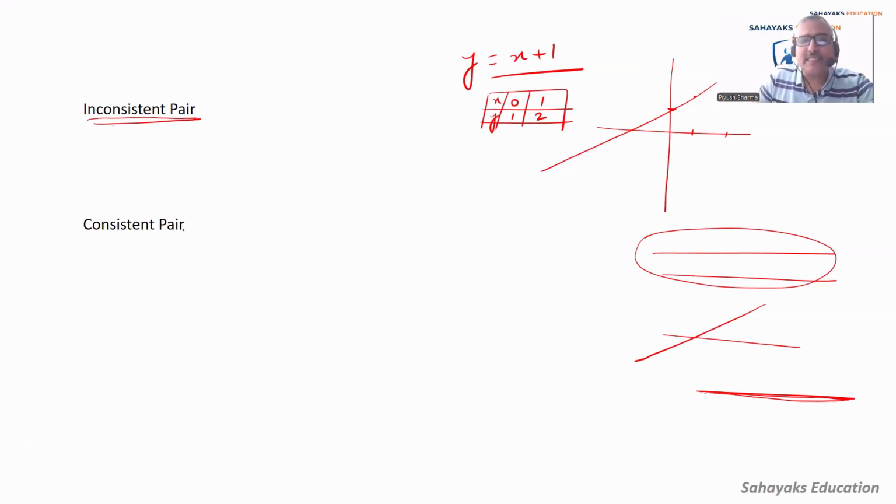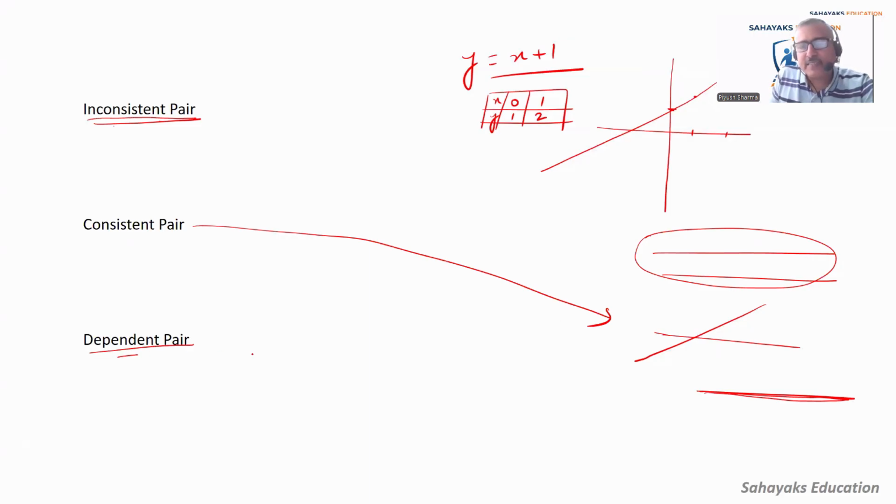Now coming to consistent pair. A consistent pair is when the lines intersect, and a dependent pair is when the lines are on top of each other. So again, I'll just repeat it. Inconsistent pair are parallel lines. Consistent pair means the lines are intersecting, and dependent pair means the lines are on top of each other, or it's the same line.